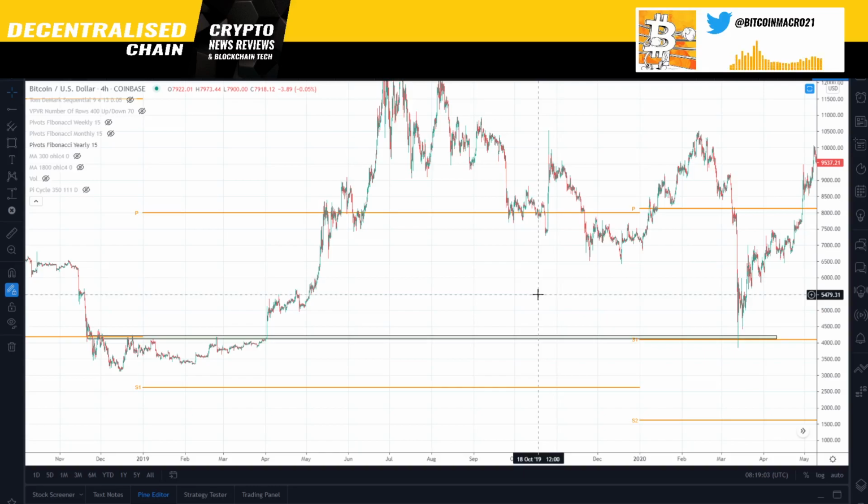But once you see areas that act as resistance for quite some time and they get broken very violently, and then they don't get retested for a really long time, then eventually we do get a pullback into that area, and that's the best area to be buying, or maybe selling the other way around.